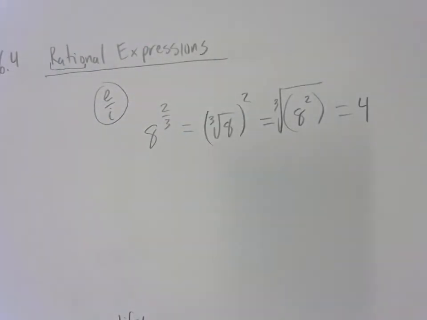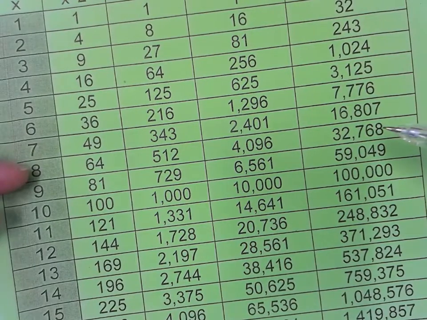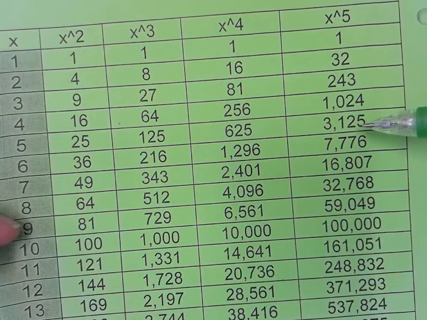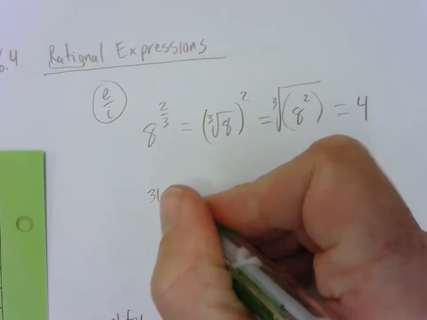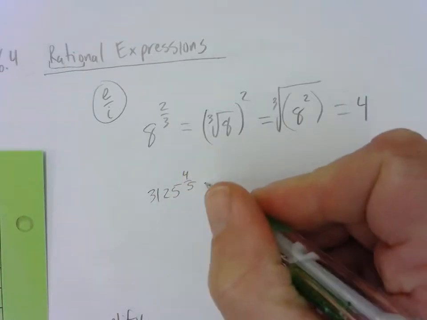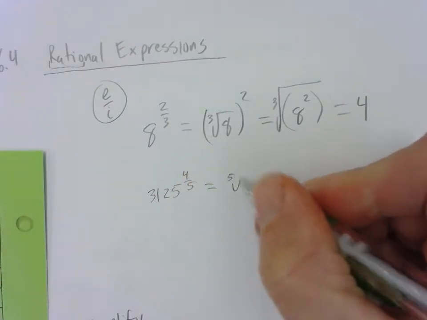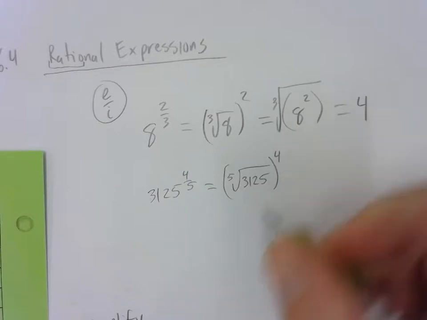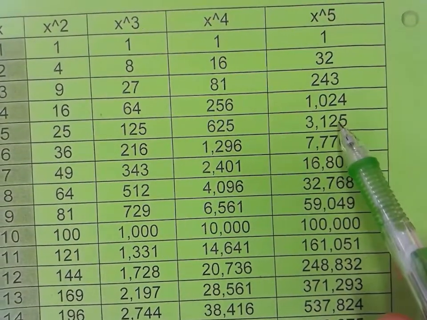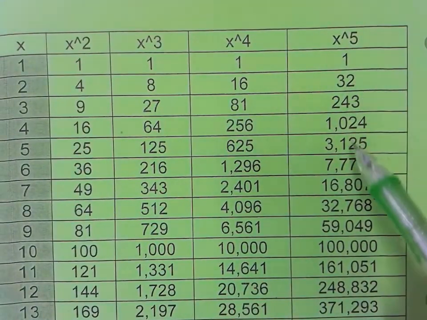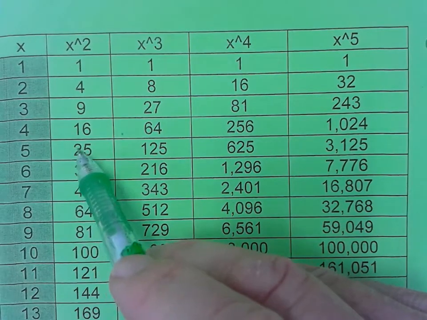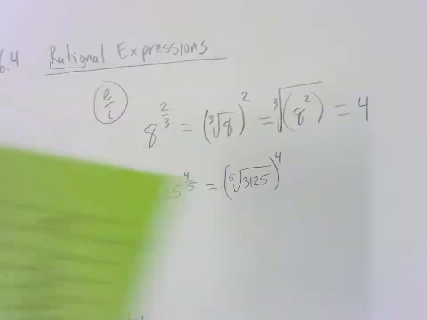Now let me grab a colored paper here. We'll just make up a problem. Let's find a number on here that we like. Let's do 3125. So we have 3125 to the 4/5 power. So I'm going to take the 5th root of 3125, and then I'm going to raise it to the 4th power. So here's 3125, and the 5th root of that would be 5, and then we're going to raise 5 to the 4th power. Well, 5 to the 2nd, 5 to the 3rd, 5 to the 4th power. That's 625.